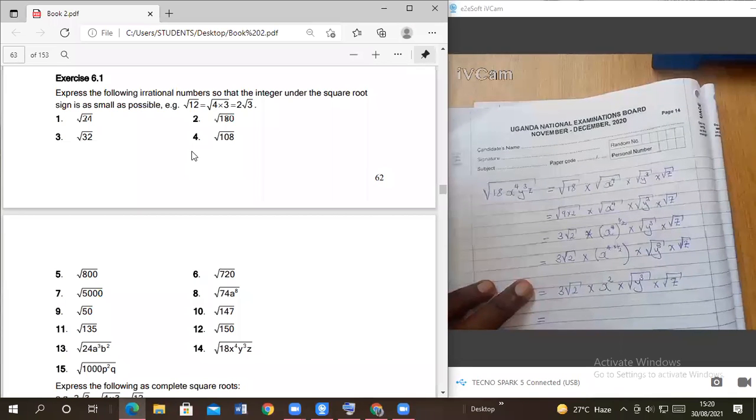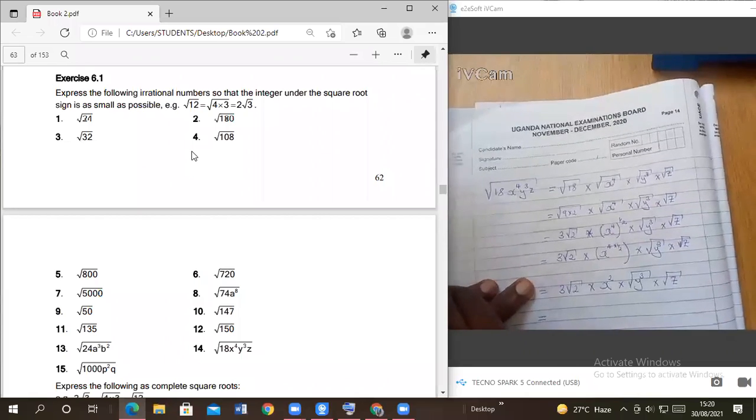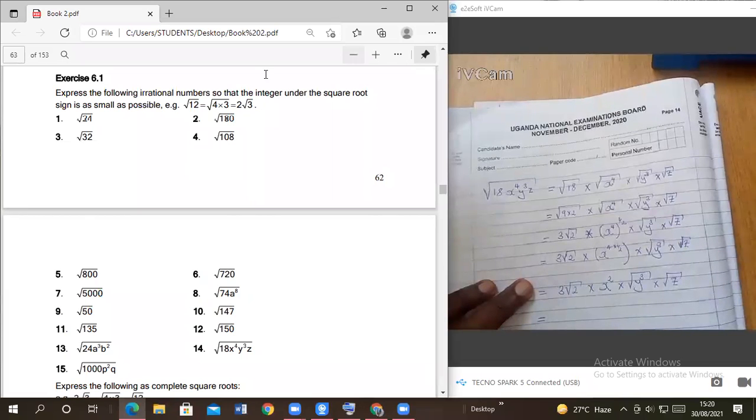So where is that half from? I have the square root. The square root is the same as any number to the power half. A square root means a number is raised to the power half.